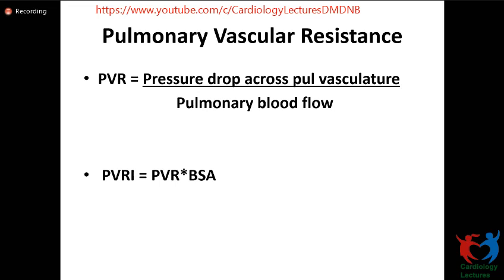I will repeat. Pulmonary vascular resistance is pressure drop across the pulmonary vasculature divided by pulmonary blood flow. An index is always calculated by dividing the value by body surface area. So the pulmonary vascular resistance index is pressure drop across the pulmonary vasculature divided by pulmonary blood flow divided by body surface area. When there is a double dividing, the body surface area will go up. So that is why the pulmonary vascular resistance index is pulmonary vascular resistance multiplied by body surface area. Is it clear to you?